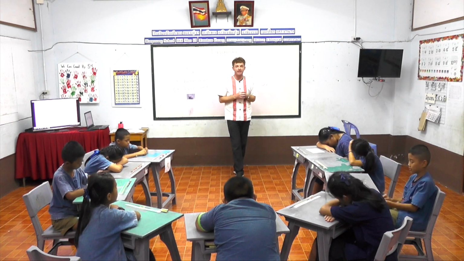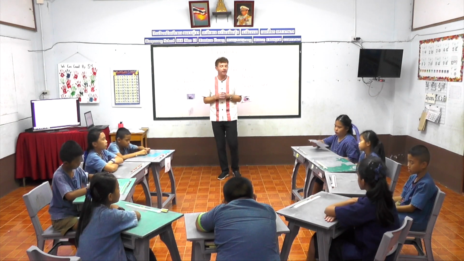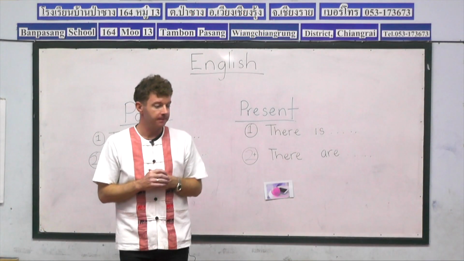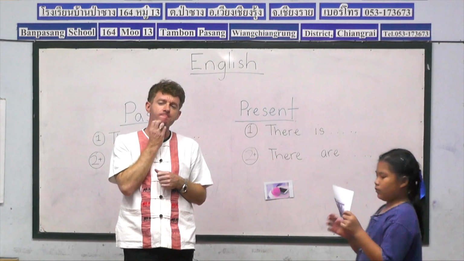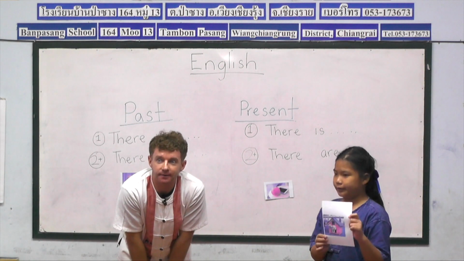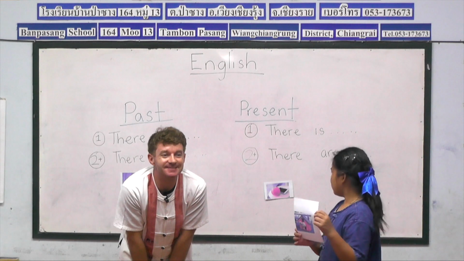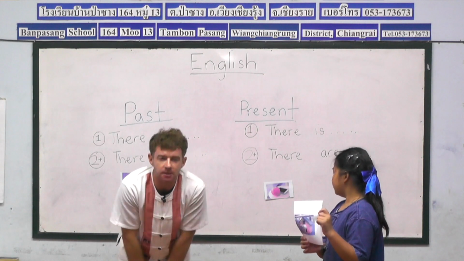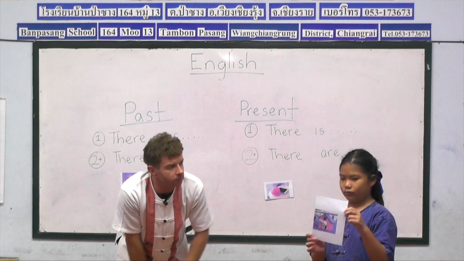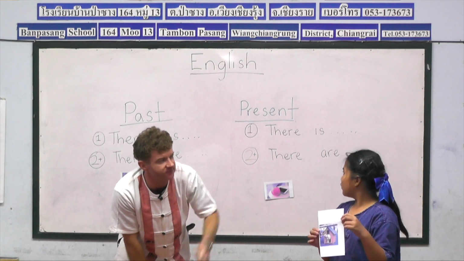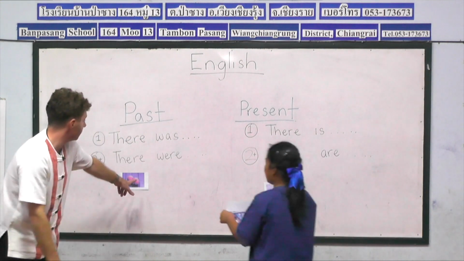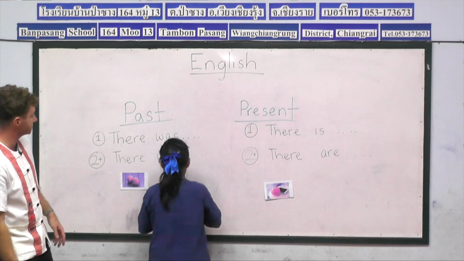Let's open our eyes. Okay, Lakgao, come and join me at the front. Let's take a look. What do we have in the picture? How many? 2. Dogs. Dogs, remember the S. Okay, we have 2 dogs. So shall we use past or present tense? Past tense, okay. So let's put our picture into the past tense.